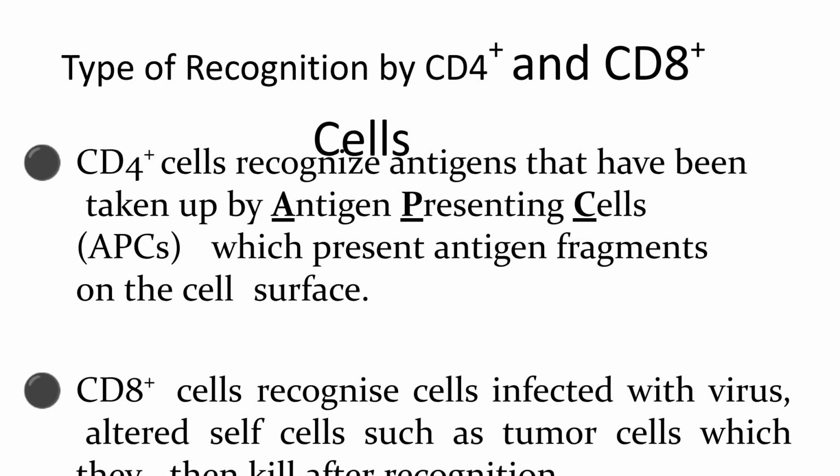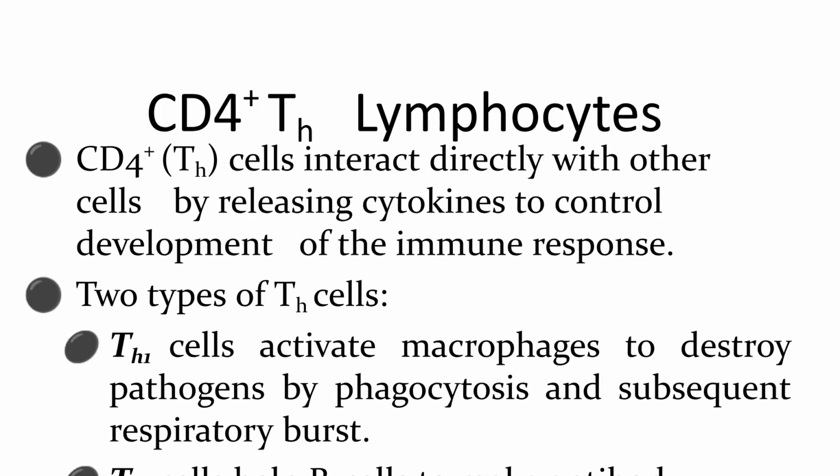CD4+ cells recognize antigens presented by antigen-presenting cells. CD8+ cells recognize and kill virus-infected cells or altered self cells, such as tumor cells. CD4+ T helper cells interact with other cells by releasing cytokines to control the immune response. Th1 cells activate macrophages to destroy pathogens, while Th2 cells help B cells produce antibodies.